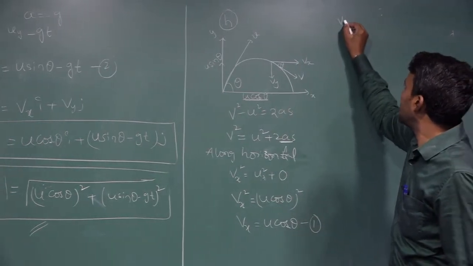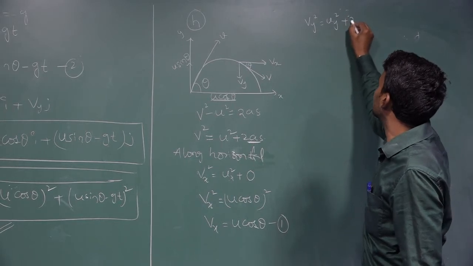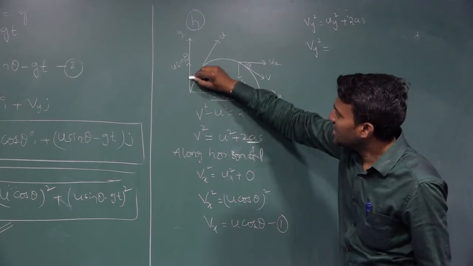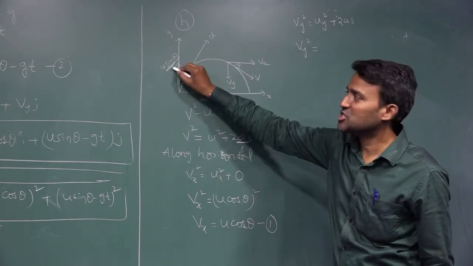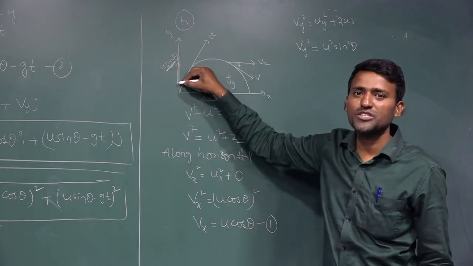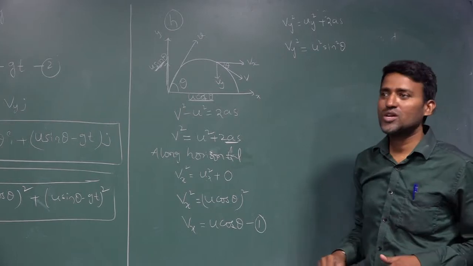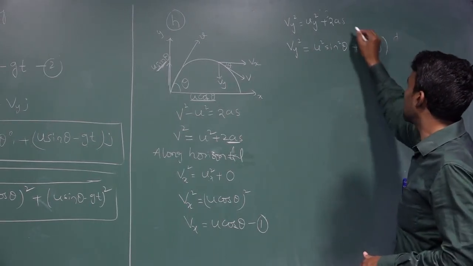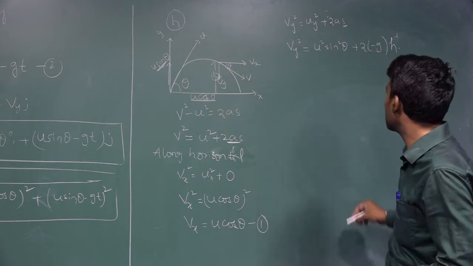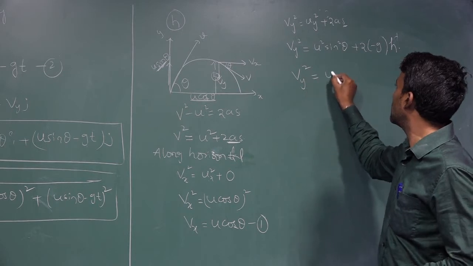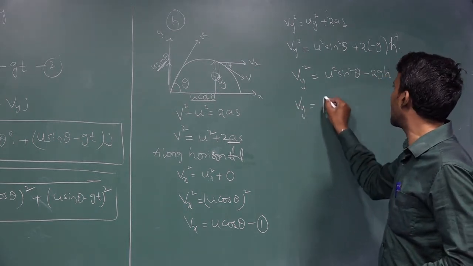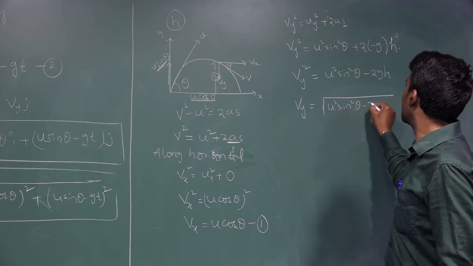Now the vertical direction: Vy square is equal to uy square plus 2as. Vy square is the final velocity, and uy is the initial velocity along the vertical direction, u sin theta. So u square sin square theta, and when the object is going upward, a is equal to minus g, so plus 2 times minus g times s. I am writing s as height h, the height covered at this position. So Vy square is equal to u square sin square theta minus 2gh. You can write this as Vy is equal to the square root of u square sin square theta minus 2gh.